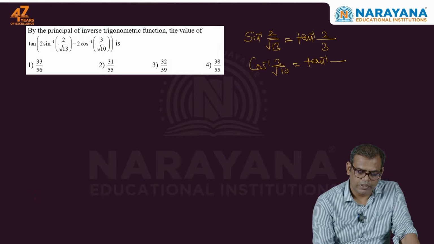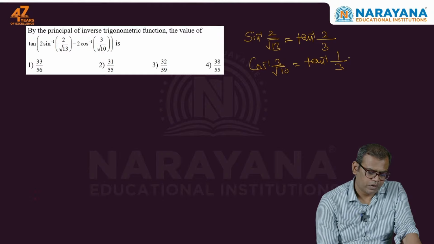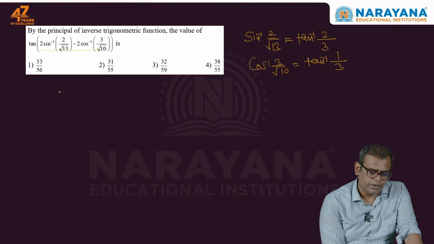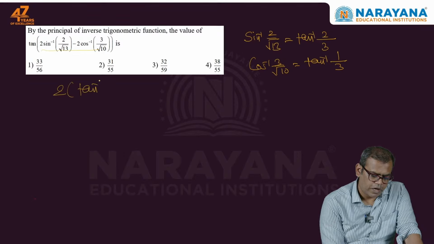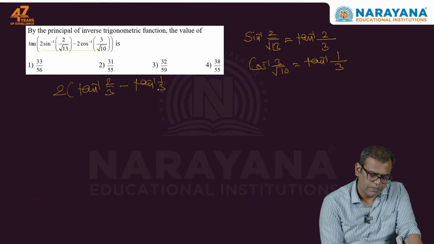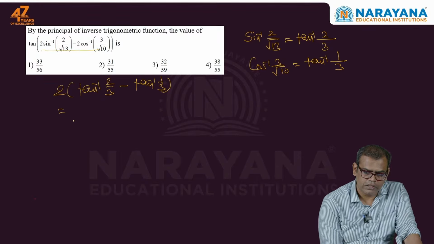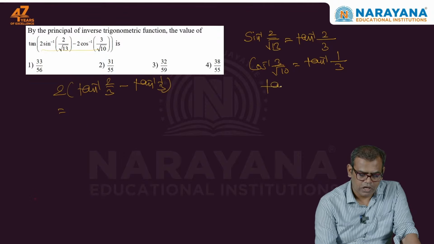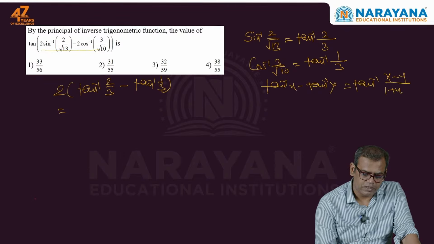We need this: this is the base, and the perpendicular here is 1. Let us consider this total term as theta. First you write twice of tan inverse 2 by 3 minus tan inverse 1 by 3, and this is the most fundamental result related to tan inverse A minus tan inverse B. We know the result is tan inverse x minus tan inverse y is equal to tan inverse of (x minus y) by (1 plus xy), right?